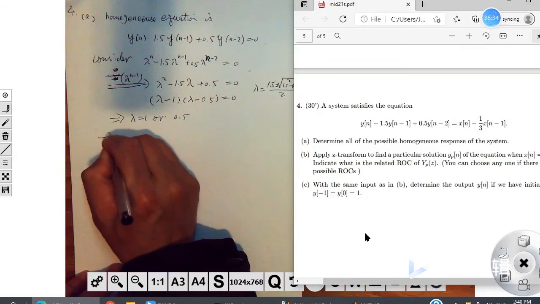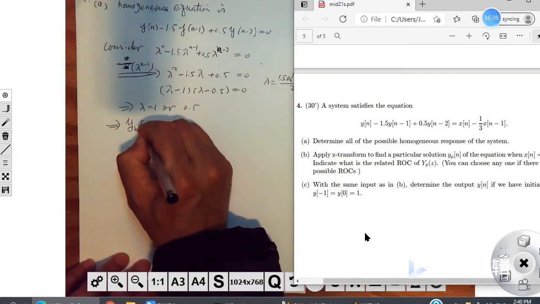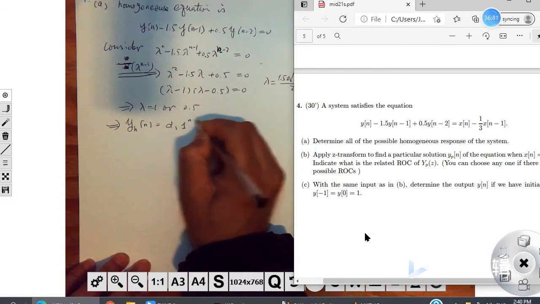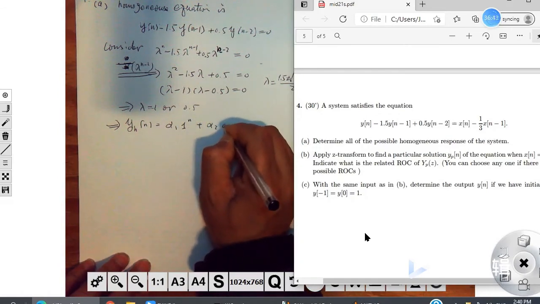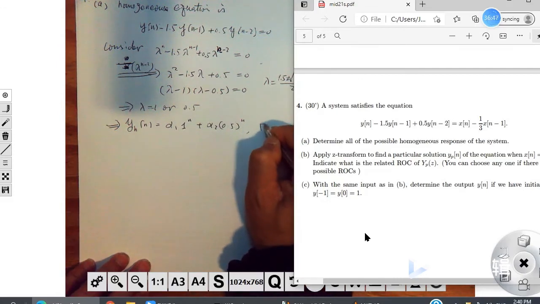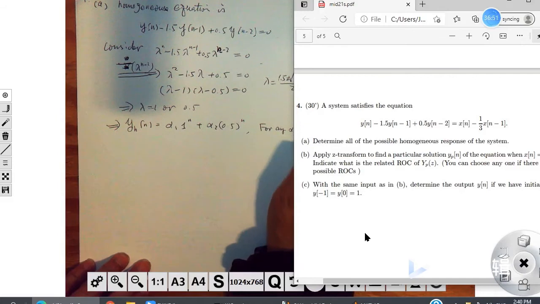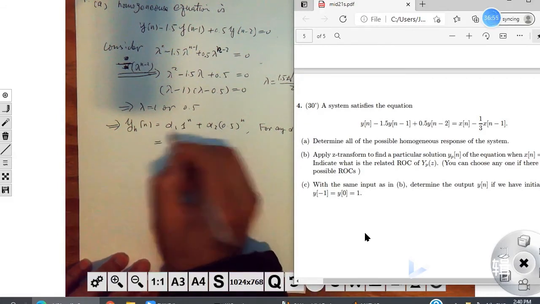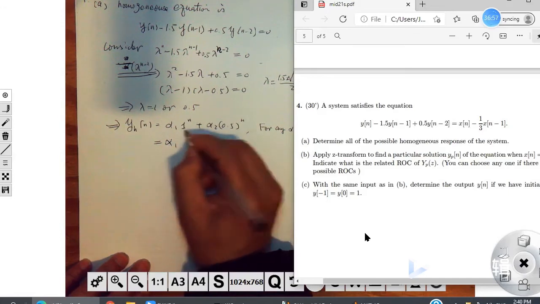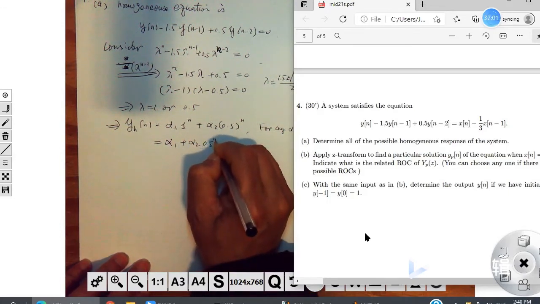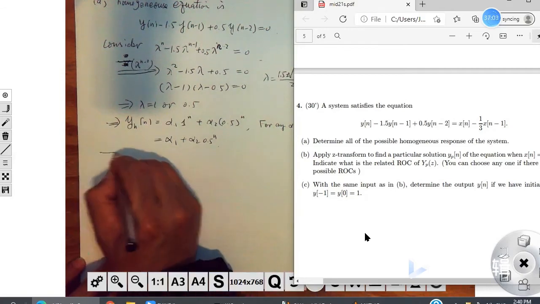Then we have the homogeneous solution, which will be alpha 1 times 1 to the n and alpha 2 times 0.5 to the n, for any alpha 1, alpha 2. You can choose any value for alpha 1 and alpha 2. If you want to write more simply, this is just alpha 1 and alpha 2 times 0.5 to the n. Okay, so this is part A.